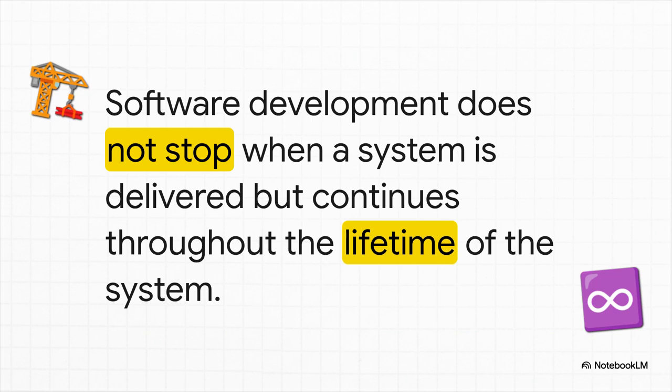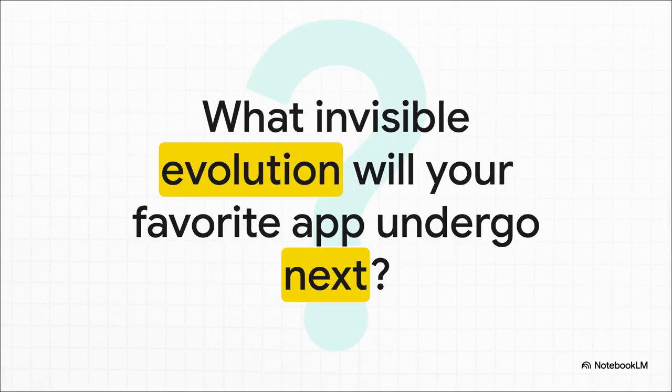So that's the whole journey. We went from a simple idea to a detailed blueprint, we chose a way to build it, we inspected its quality, and then we committed to a lifetime of renovations. It is complex, it's dynamic, but it is a fascinating engineering process. So the next time you tap on an icon on your phone, just think for a second about that huge, ongoing process that's happening behind the scenes. What new rooms are being built right now? What kind of renovations are underway? And what invisible evolution will your favorite app undergo next?